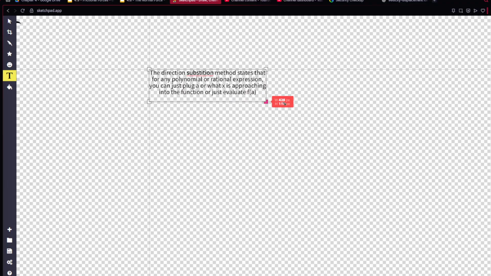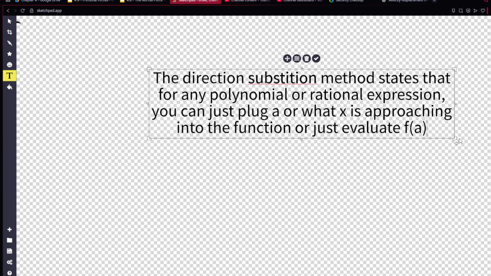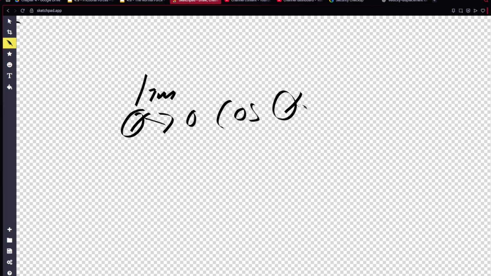Note that for rational expressions, again, the denominator can't be 0. This works for trig functions. So the limit as theta approaches 0 of cosine theta is equal to pi. So simple stuff.